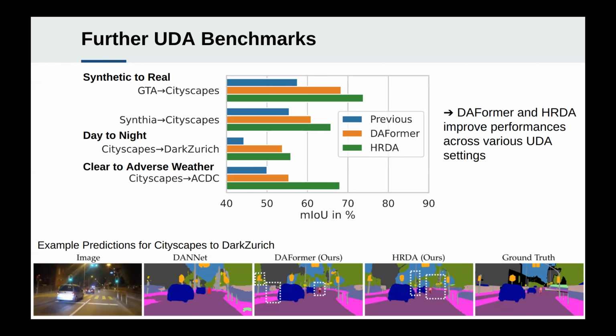Another important aspect: the results I've shown you so far were just on one benchmark, GTA to Cityscapes. But we can see over here, it also works from other synthetic domains like Synthia to Cityscapes, but also other domain adaptation scenarios like day to night adaptation, so Cityscapes to Dark Zurich, or clear to adverse weather like Cityscapes to ACDC.